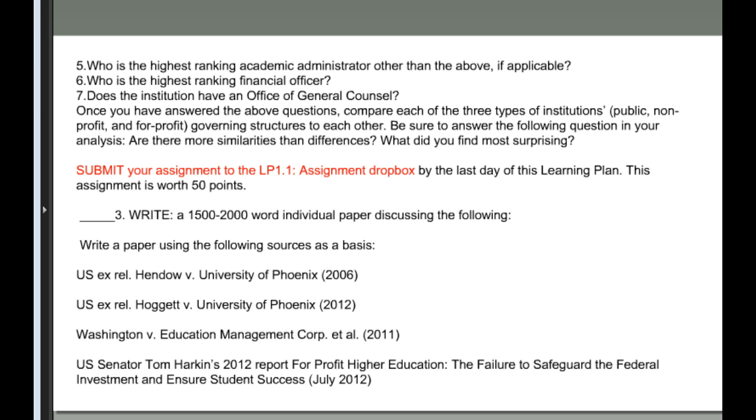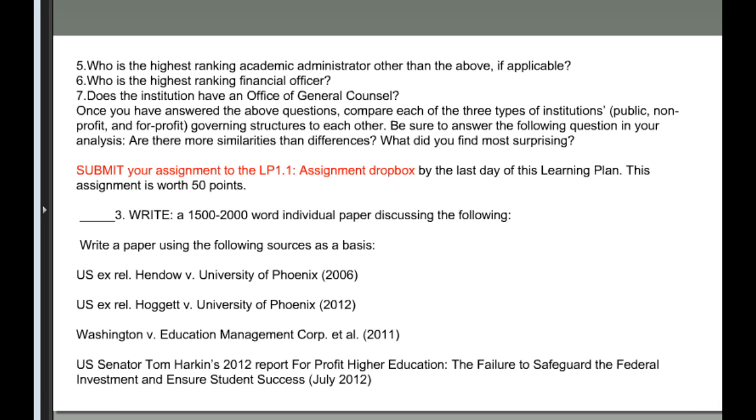Then, after you've made your chart answering those questions, then compare each of the 3 types of institutions: public, nonprofit, for-profit, governing structures. Are there similarities? Are there differences? What do you find most surprising? So that's pretty straightforward. Fine with me if you make a chart, make it simple. Then that's going to be your LP 1.1 assignment.